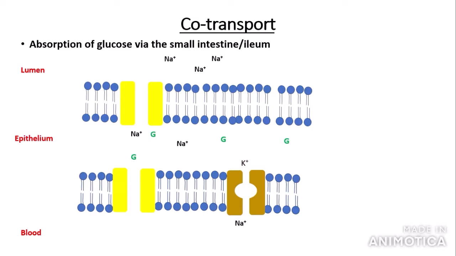So the final step of this whole process is that glucose is transported from the epithelium into the blood via the process of facilitated diffusion through channel proteins. Now glucose is in the blood, it can be transported to various bodily tissues for use in respiration.